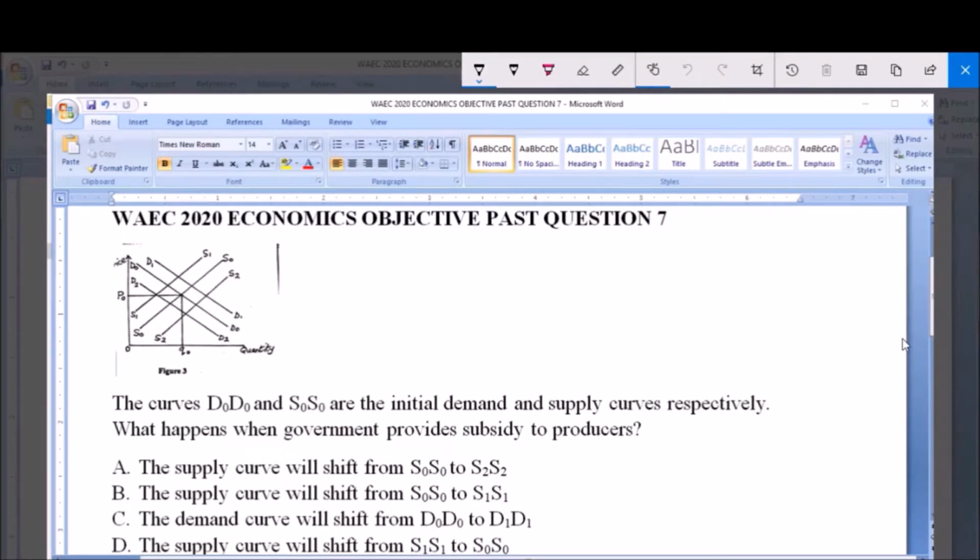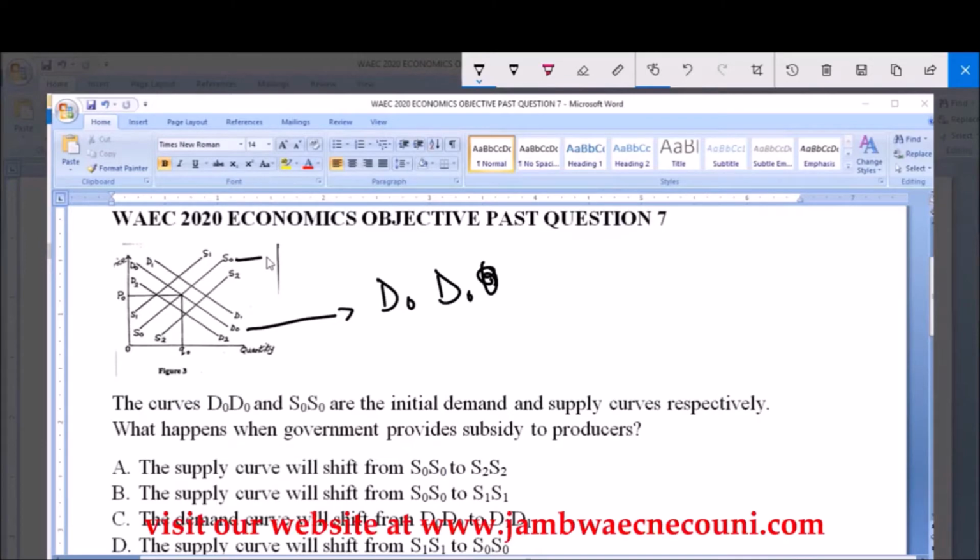A. The supply curve will shift from S0 S0 to S2 S2. B. The supply curve will shift from S0 S0 to S1 S1. C. The demand curve will shift from D0 D0 to D1 D1. D. The supply curve will shift from S1 S1 to S0 S0. So you have, let's locate the curves. So this is D0 D0 here. This is it here. So this is D0 D0, okay? And then you have S0 S0. So this is it here, this line here.